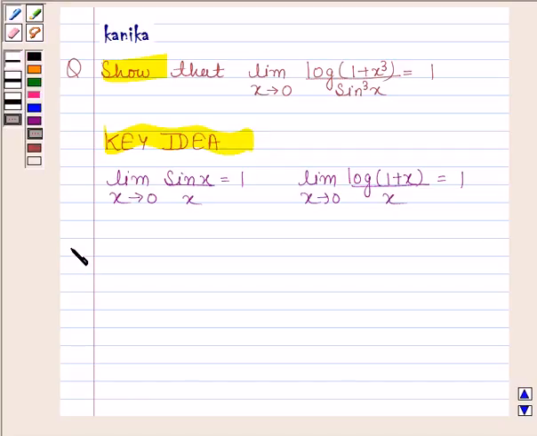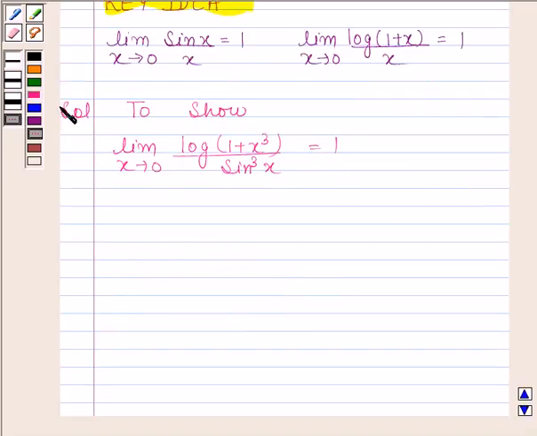Begin with the solution. We have to show limit x approaches 0 log 1 plus x cube upon sine cube x is equal to 1. Now consider the left hand side. Left hand side is equal to limit x approaches 0 log 1 plus x cube upon sine cube x.